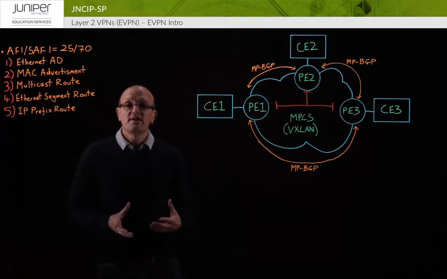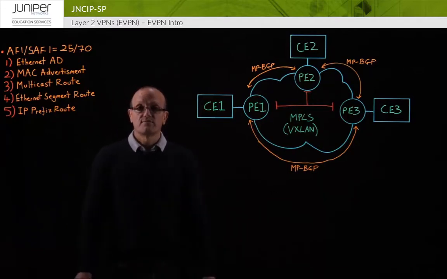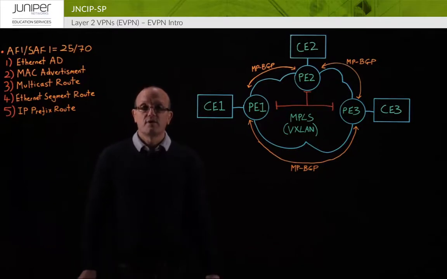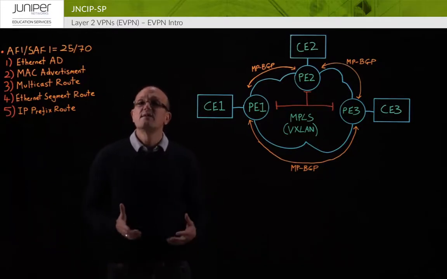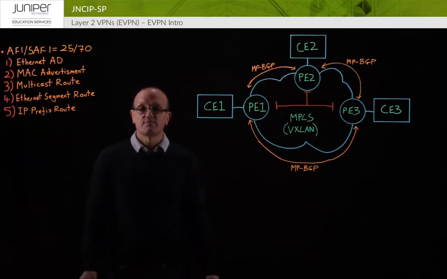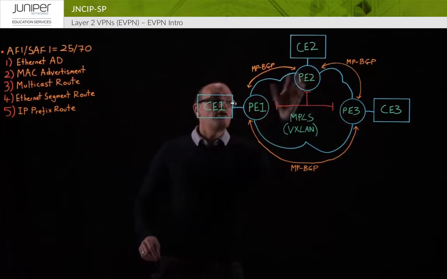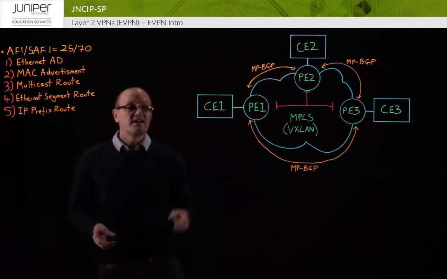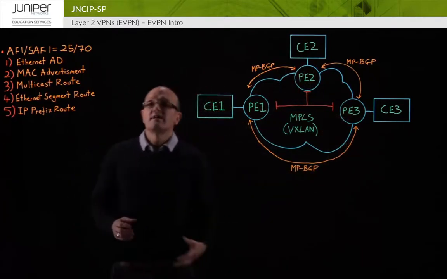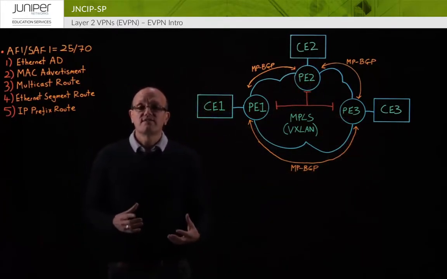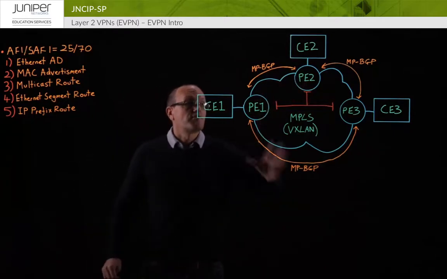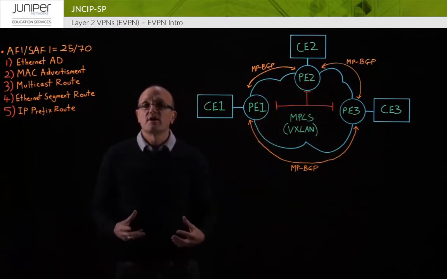So if EVPN is providing much the same services, why was this protocol invented? Why is it needed? Well, VPLS has a number of limitations. As our PEs are learning the location of our connected hosts, there's a large amount of unknown unicast flooding going on in the core of the network, which is sometimes undesirable.